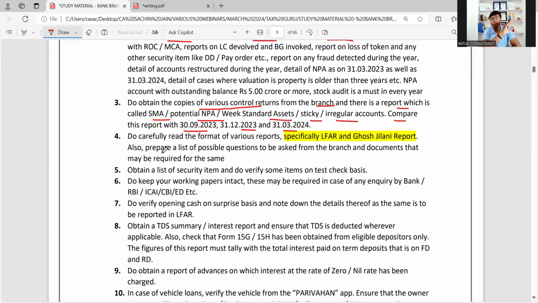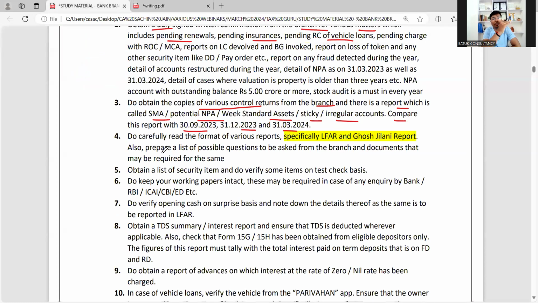Also, there are multiple reports generated, SMA related, probable NPA related, weak standard assets related. We need to take that report on a quarterly basis and compare one quarter with another quarter, so that we can easily do the variance analysis and identify the area of manipulation. Suppose a particular account is classified as SMA-2 as on 30th September 2023.